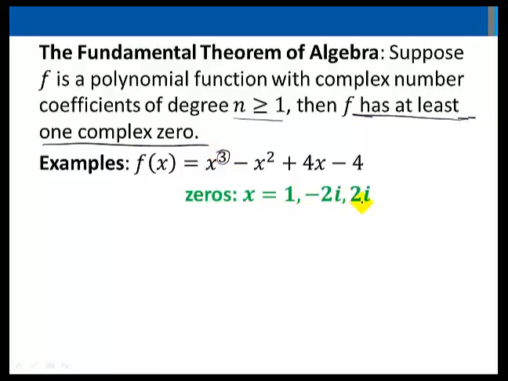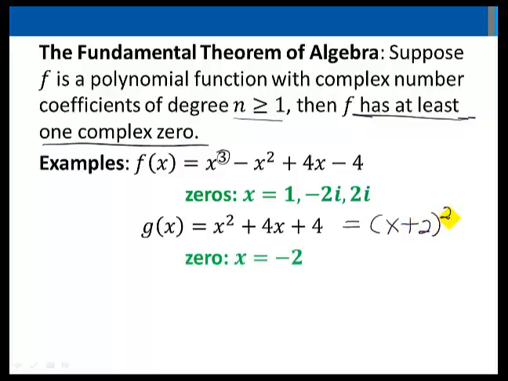Let's look at g of x equals x squared plus 4x plus 4. This polynomial factors into x plus 2 squared. So we will have a zero of -2. So we have a degree of 2. We should have at least one zero by the fundamental theorem of algebra, and we do.